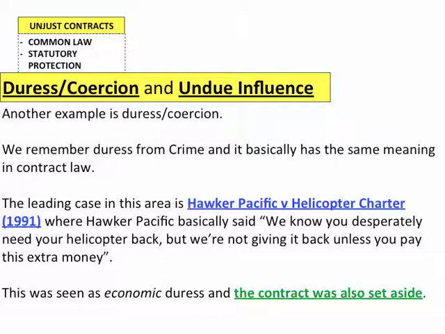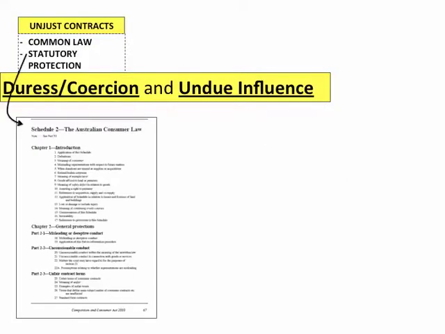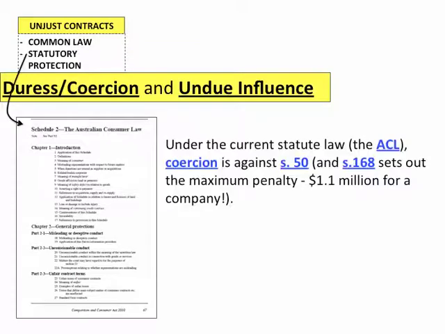Now, that's the common law stuff. So you had case names. This is the statutory protection. So under the current statute law, coercion is against Section 50. And if you go right down to Section 168, it tells you what the maximum penalty is. And it's $1.1 million for a company.